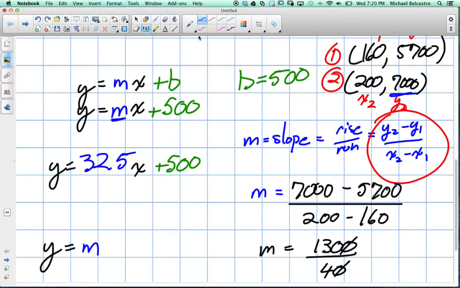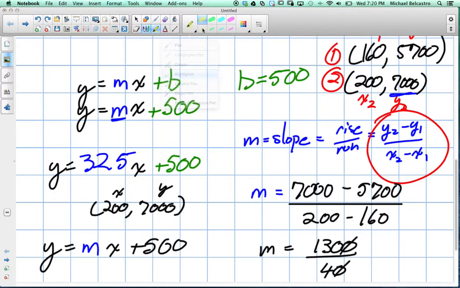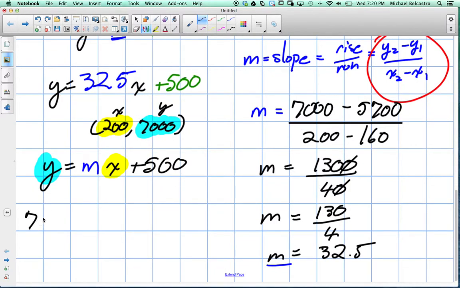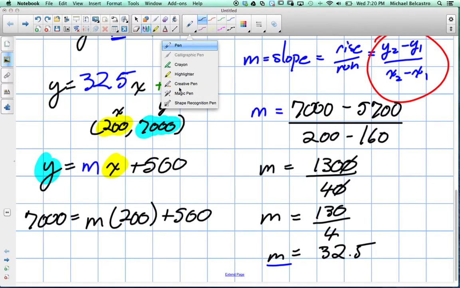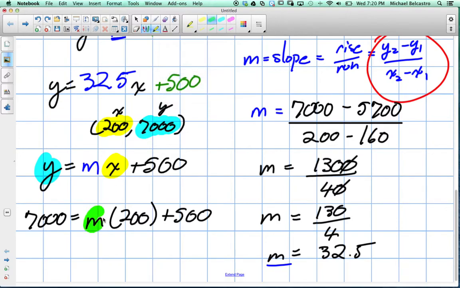So our m, our x, our plus 500, and we're going to take that coordinate of 200 and 7,000. This is the x value, this is the y value. So what that means is I can plug in 200 for x, and I can plug in 7,000 for the y. And that way I'll only have m left. That'll be the only unknown, the only variable. So 7,000 is equal to m times 200 plus 500. Well, I got to isolate for m. That's my goal here. We'll use green. Got to isolate for m.